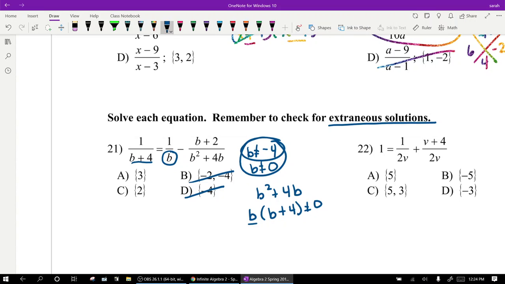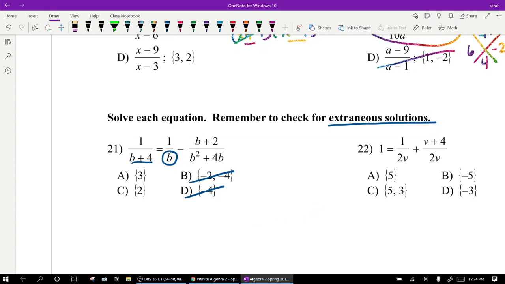So first of all, I see that I've got adding and subtracting, and I've got all these variables in my denominator, which I don't want to have. So what I'm going to do here is find a common denominator and then multiply everything by that. So I have a b plus 4.